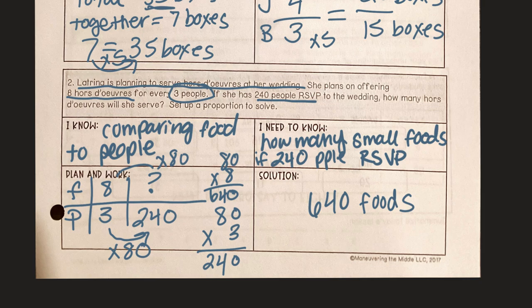Is this reasonable based on our question? Yes, it is, because I know that if there are 240 people there, then I'm going to need 640 hors d'oeuvres to feed all of those people for an 8-to-3 ratio.